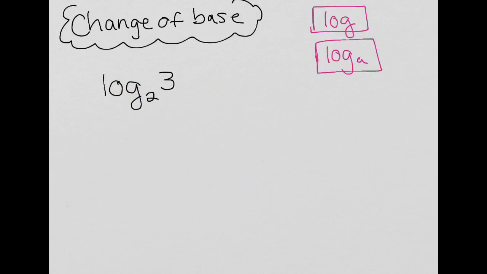All right, here's where it gets a little bit crazy. We've learned the 3 properties for multiplication, division, and power rule. But there's a change of base formula. So kind of follow the steps here.